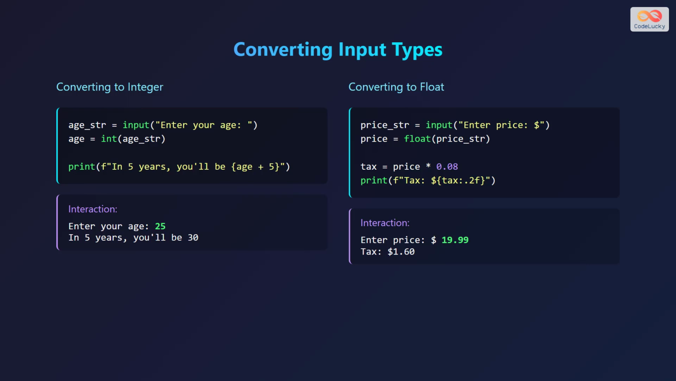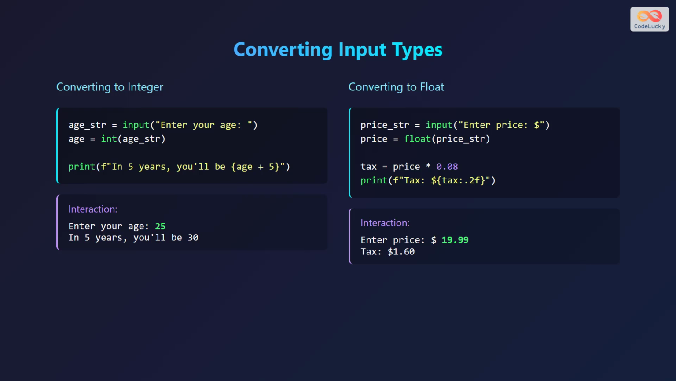Since the input function returns a string, you often need to convert the input to a different data type, like an integer or a float, to perform calculations or other operations. The int function converts a string to an integer, while the float function converts a string to a floating point number. Let's see how to convert to integers and floats.